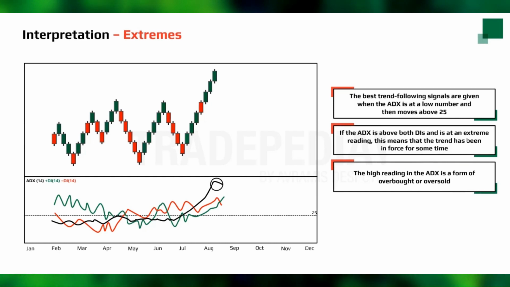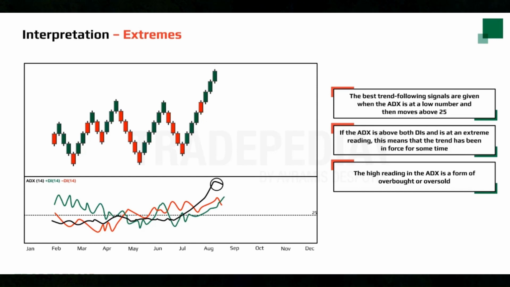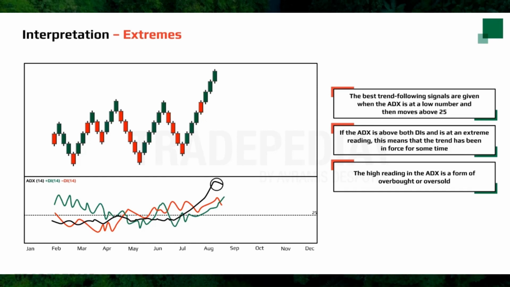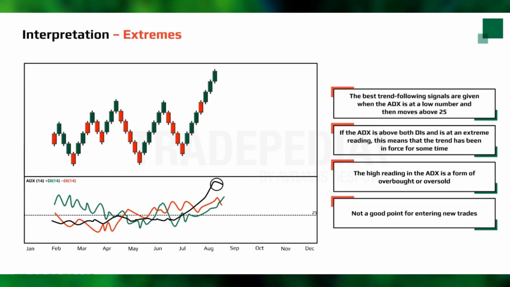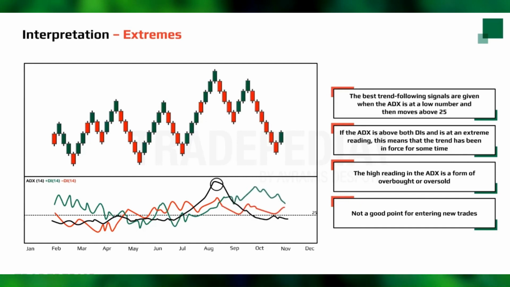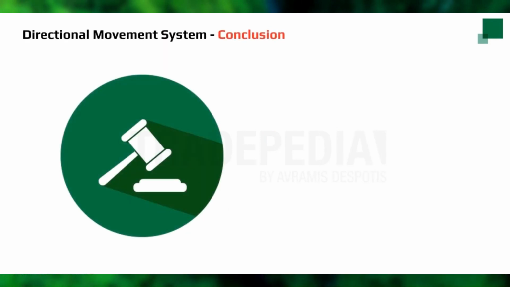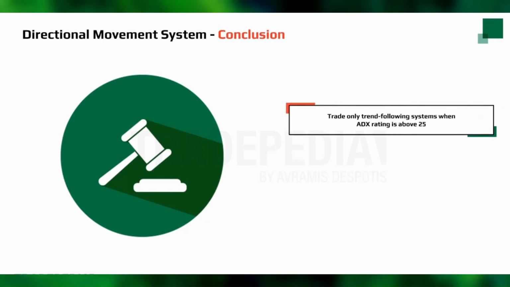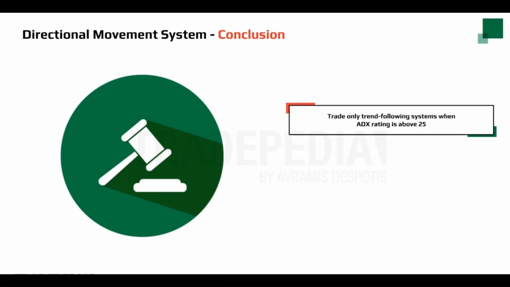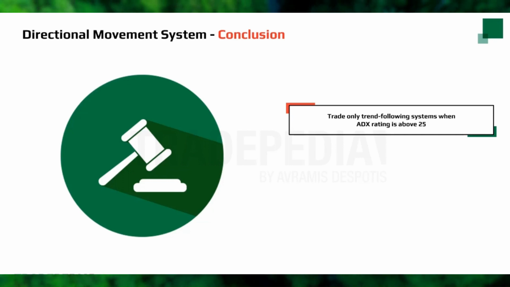The high reading in the ADX is a form of overbought or oversold, where new trades in the direction of the prevailing trend are usually not profitable. In other words, this is not a good point for entering new trades, because the DIs could recross in the direction of the prevailing trend. When using the directional movement system, trade only trend-following systems when ADX rating is above 25. And remember that the ADX level reflects the degree of directional movement, not the direction itself.